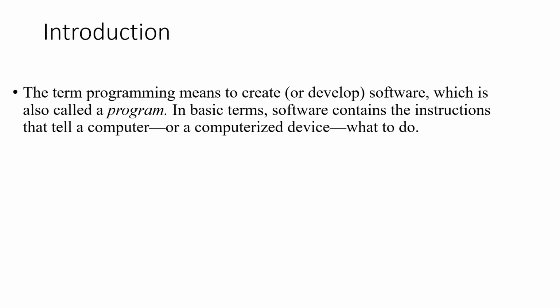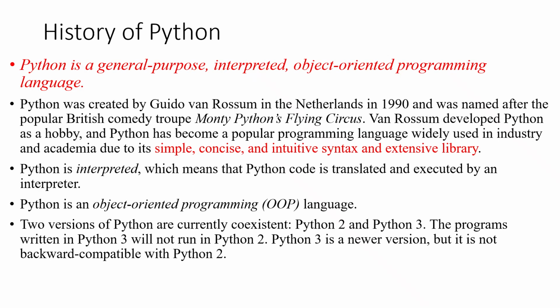So generally, the term programming language is used to create software programs. A program is nothing but a set of instructions to perform a particular task. With the help of a computer device, we can use programming languages to develop software. History of Python.